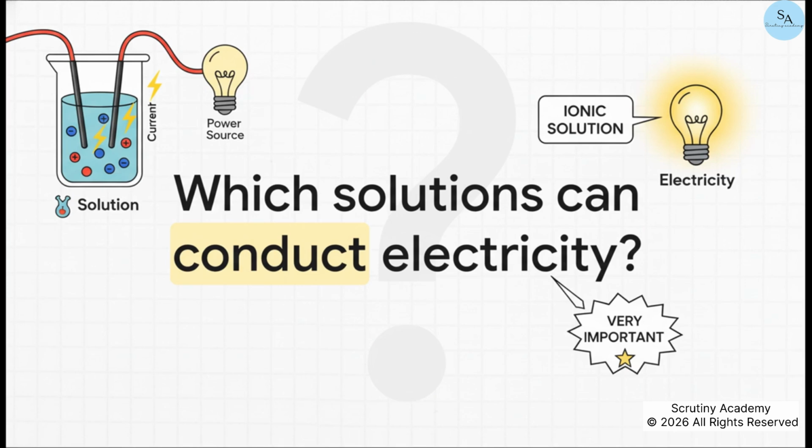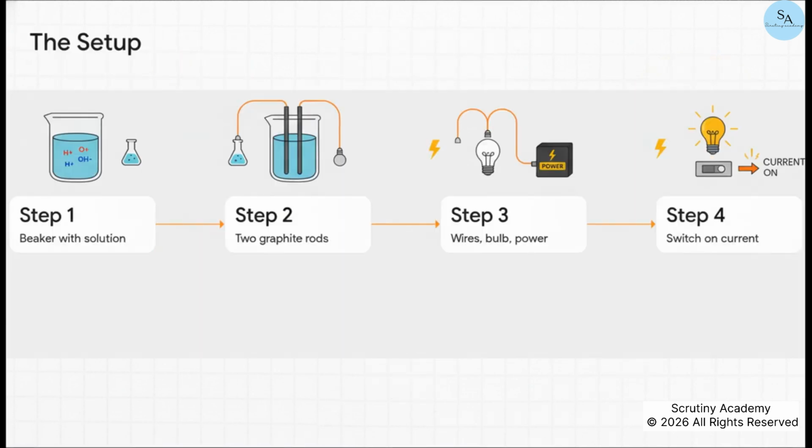And you know what? To figure this out, we're going to do a really simple and fun little experiment together. Okay, here's our setup. It's super simple. We've got a beaker where we'll put our solution, 2 graphite rods that go into it, and then a simple circuit with a bulb. All we have to do is pour in a liquid, flick the switch, and see if the bulb lights up. Easy enough, right?